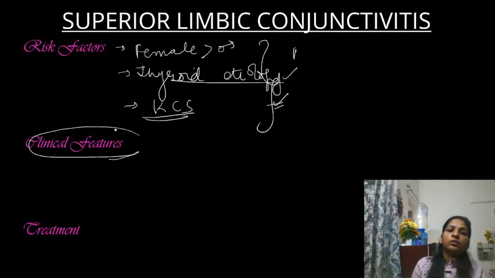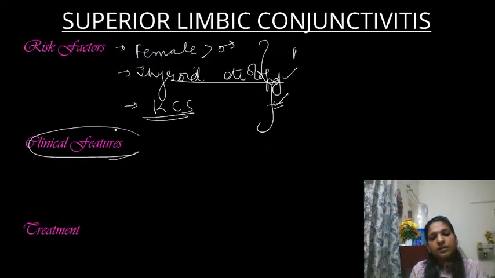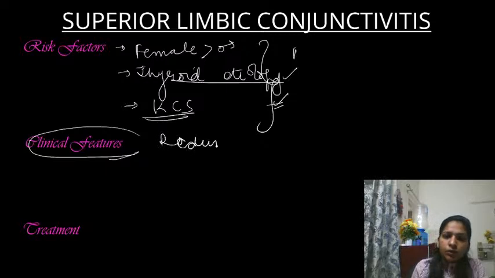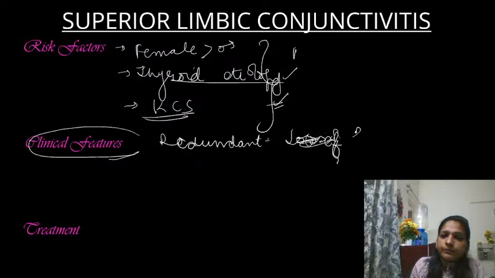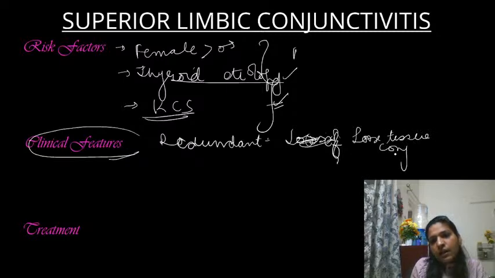Thyroid ophthalmopathy occurs in the patient due to excess thyroid secretion. Due to proptosis, the upper lid of the eye rubs over the conjunctiva, so it leads to redundant conjunctiva. The superior bulbar conjunctiva gets redundant. This is a loose tissue of conjunctiva hanging over the cornea.